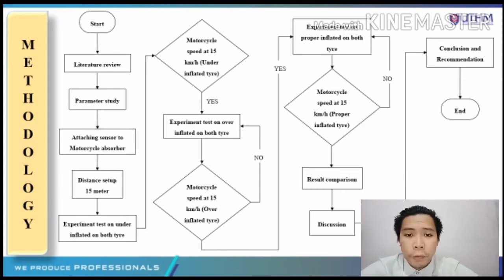Okay, and then for the next one, we go to the result comparison. All of these three experiments conducted, the graph will be produced, and from this graph, the graph will be studied, compared and discussed. After the result comparison, we go to the discussion, which is to discuss why the graph fluctuates and how the condition of the tire affects the driving performance of the motorcycle. And then finally we go to the conclusion and the recommendation for this project.